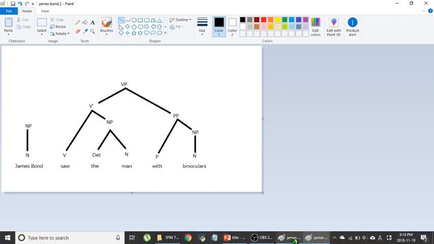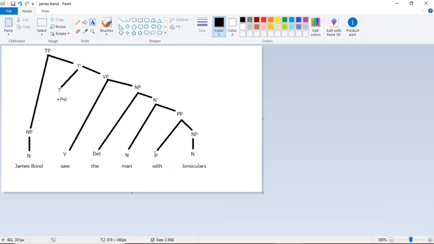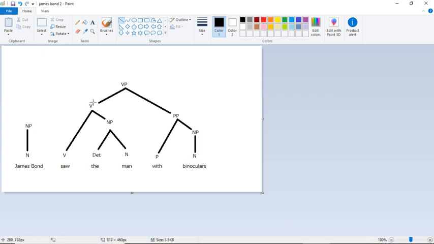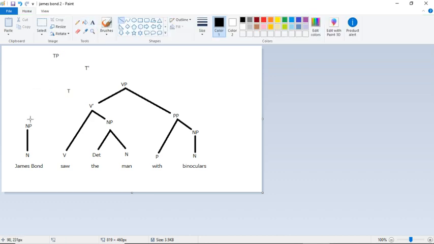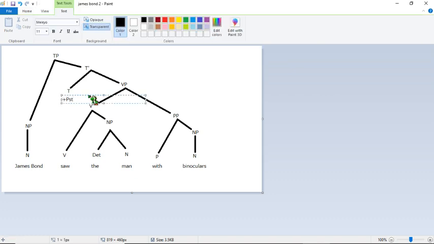Now, I haven't finished this tree yet, but we'll just quickly go over here and compare it. Over here, with binoculars is a prepositional phrase that is giving information to the N bar. Okay? But here, it's connecting to a V bar. So I'll just quickly go ahead and finish this tree. I've got my T bar here. Down here, I've got T. Up here, I've got my TP, and we'll just connect all of these together. Like so. I should really be connecting that there. Okay. And plus past, as usual.